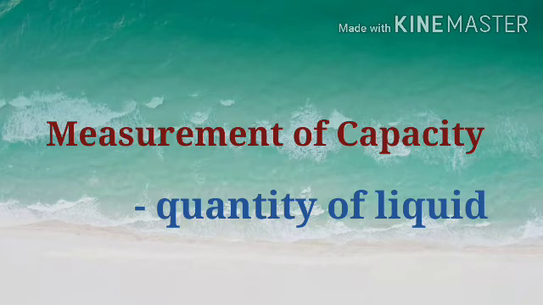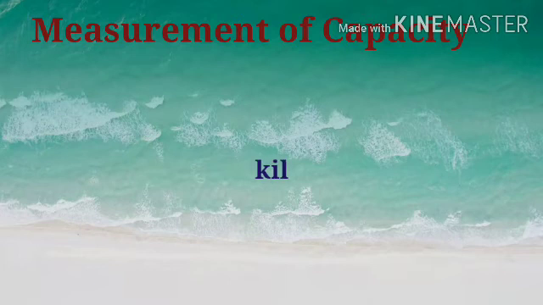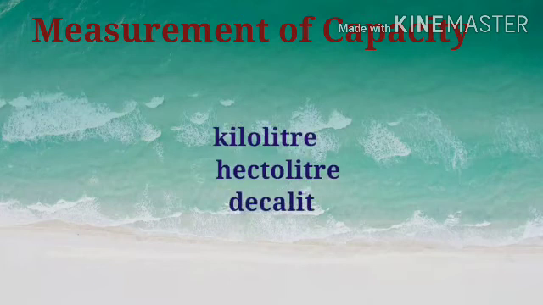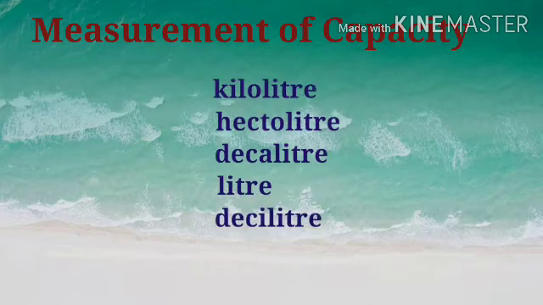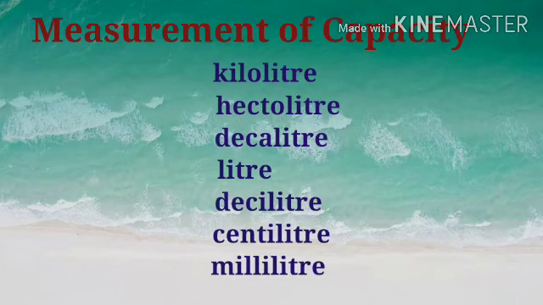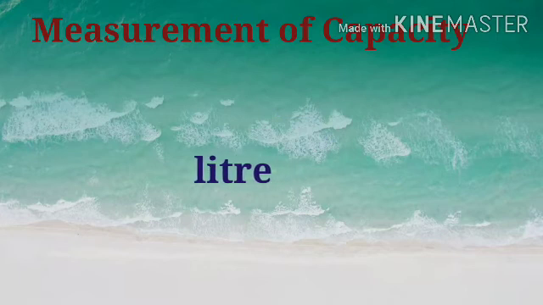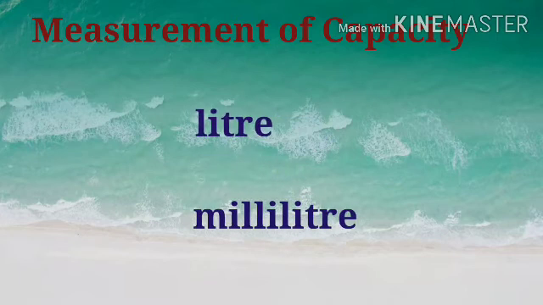The units for measuring capacity are kiloliter, hectoliter, decaliter, liter, deciliter, centiliter, and milliliter. Here, kiloliter is the biggest unit and milliliter is the smallest unit. The important units are liter and milliliter. Liter is used for measuring quantity of liquid. Milliliter is used for measuring small quantity of liquid.